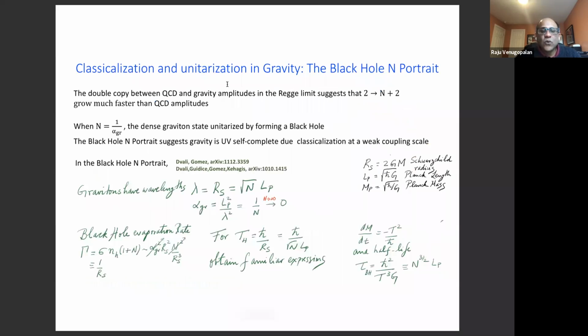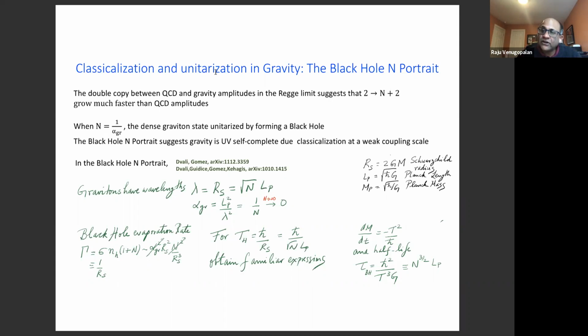Now, what does that mean? This double copy between QCD and gravity amplitudes in the Regge limit suggests that in gravity, this 2 to n amplitude grows much more rapidly than the QCD amplitude, and in principle, one can compute it. And that was done by Amati, Ciafaloni, and Veneziano explicitly in several cases.